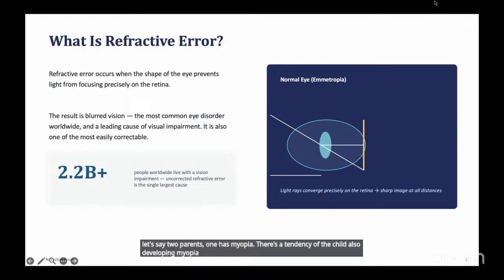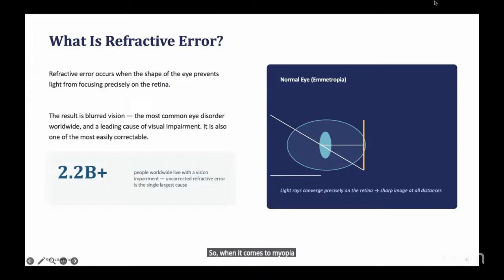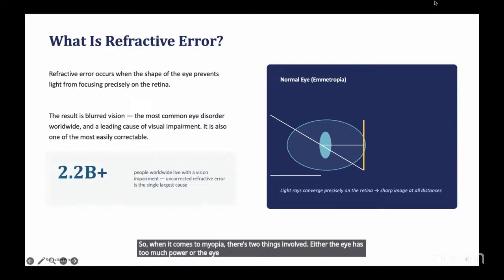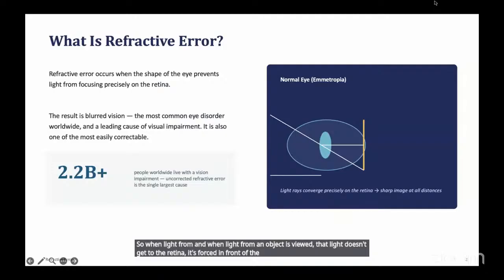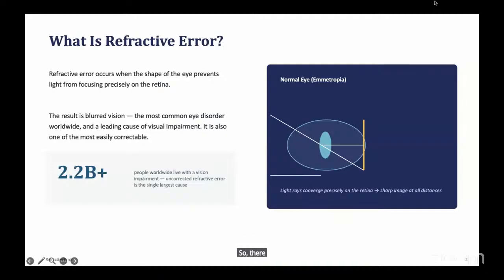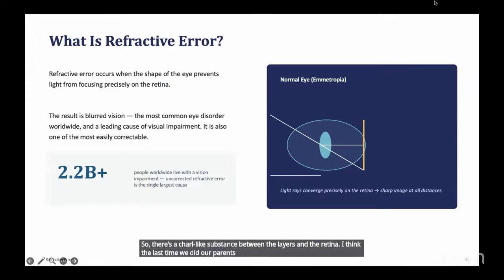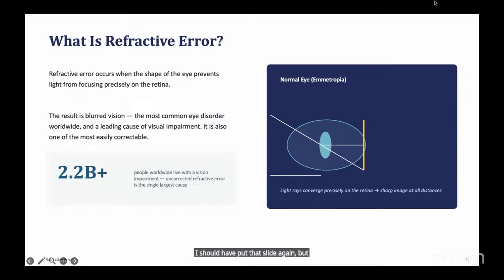So when it comes to myopia, there are two things involved: either the eye has too much power or the eyeball is too long. So when light from an object is viewed, that light doesn't get to the retina. It falls in front of the retina. There's a gel-like substance between the lens and the retina. I think the last time we did our parents meeting, I gave a short introduction about the eye and its parts. I should have put that slide again, but you just bear with me.